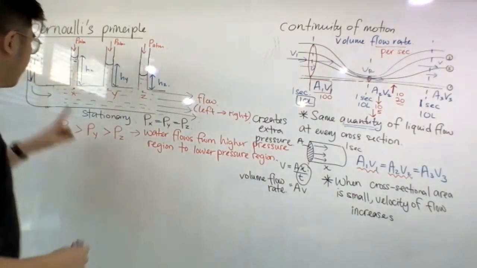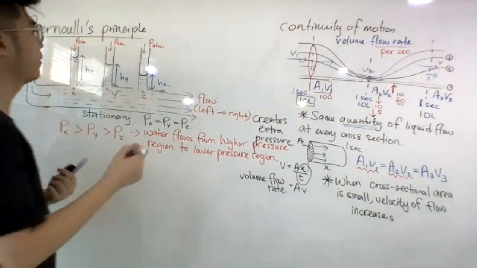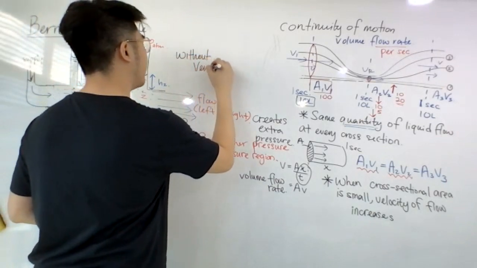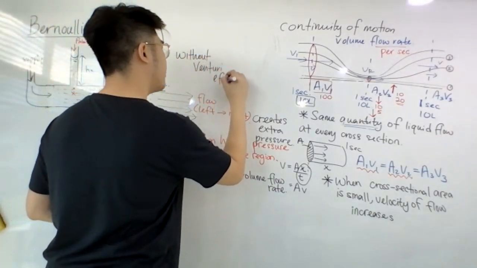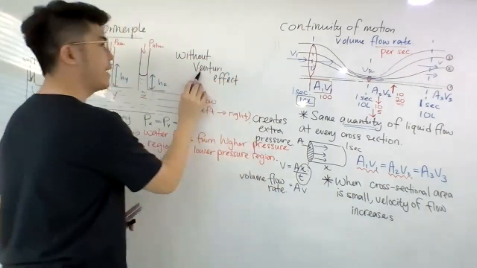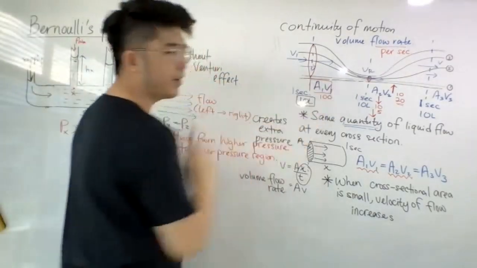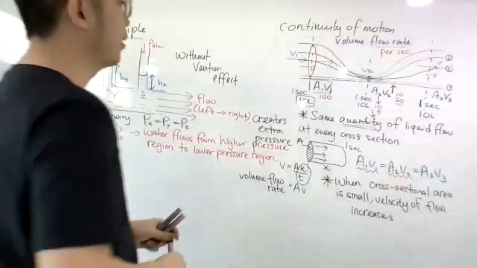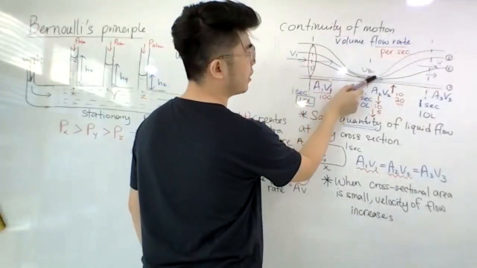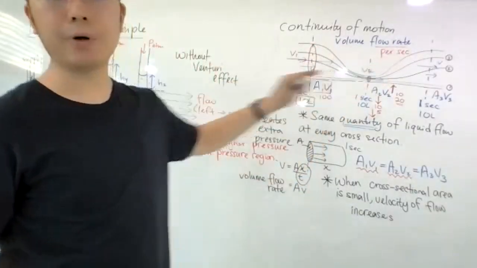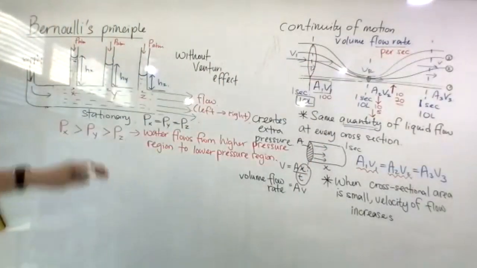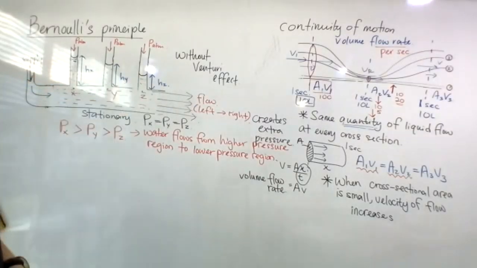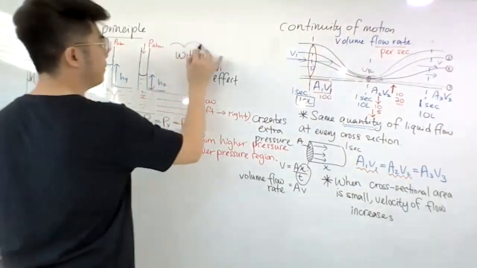Okay. This is without the Venturi effect. What is Venturi? Venturi is like a narrow tube like this one. If I make the water tube constricted, I will call it a Venturi tube. So is this a Venturi tube? This is not a Venturi tube. The cross section is the same. So I would say that this is without the Venturi effect.